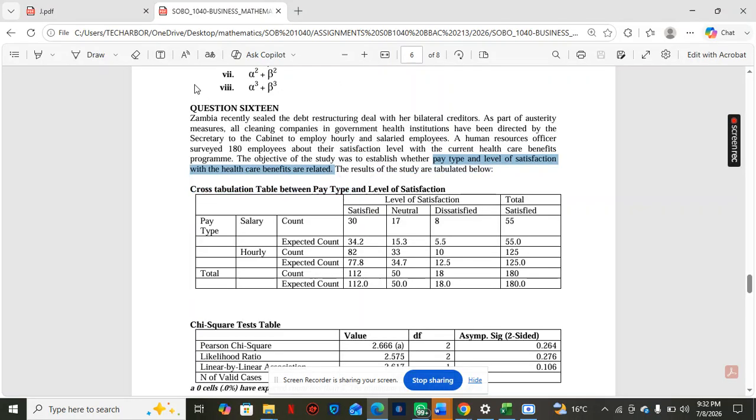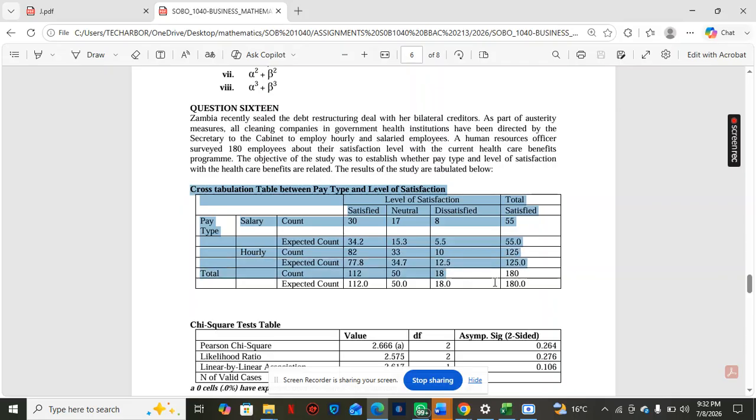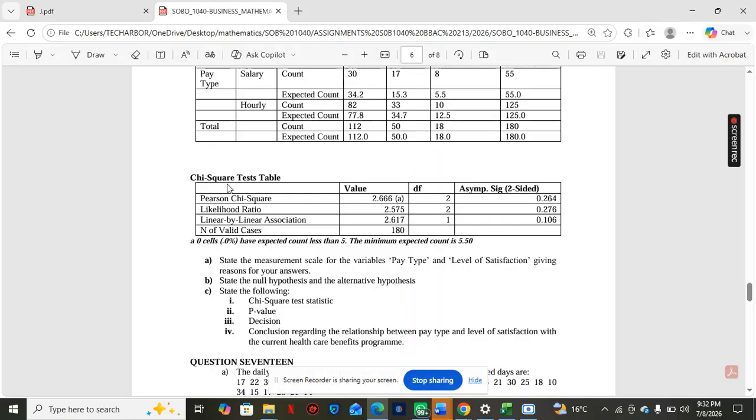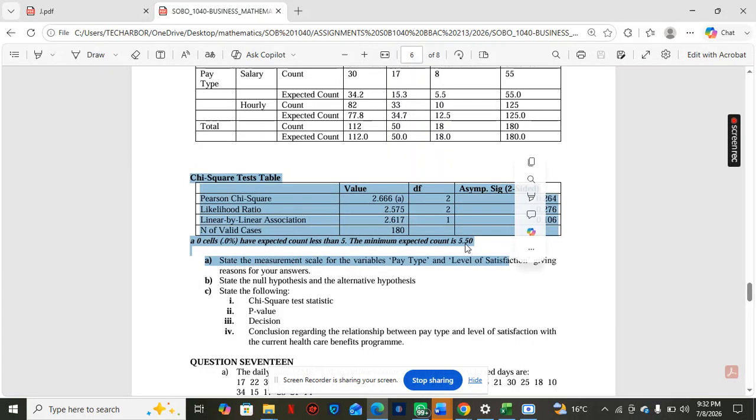So, colleagues, as I said, that's the purpose of the chi-square test. You want to find if there's a relationship between two variables. And in this case, we want to find out if there's a relationship between the pay type and the level of satisfaction with healthcare benefits. So the results of the study are tabulated below. These are the results here, and then the chi-square test has been done, which is here.